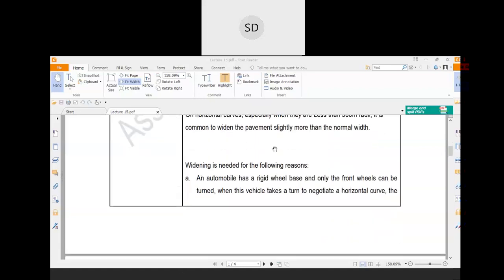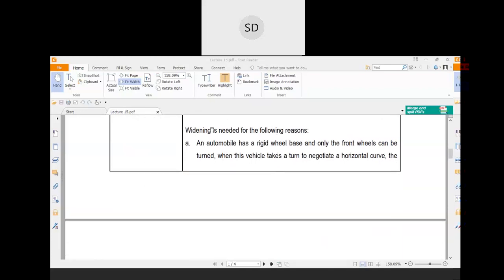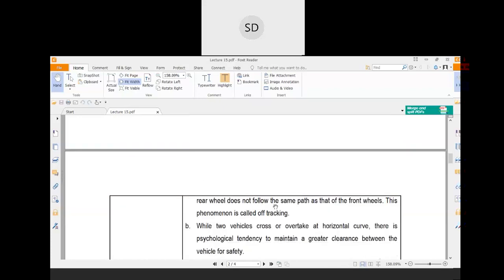So whatever I discussed is written over here. Let me again discuss all these things, because ultimately you will read this note only. First, widening is needed for the following reasons. An automobile has a rigid wheelbase and only the front wheels can be turned. So when this vehicle takes a turn to negotiate a horizontal curve, the rear wheel does not follow the same path as the front wheels, and that is called off-tracking. Let us discuss this off-tracking principle. How will this off-tracking happen?